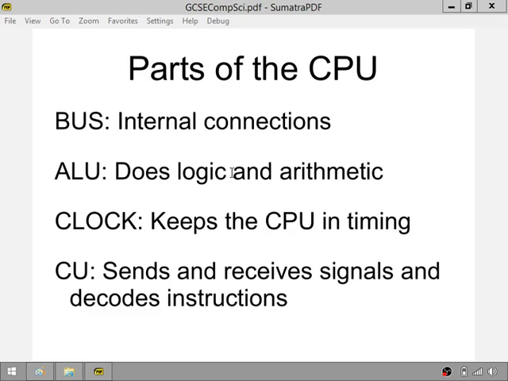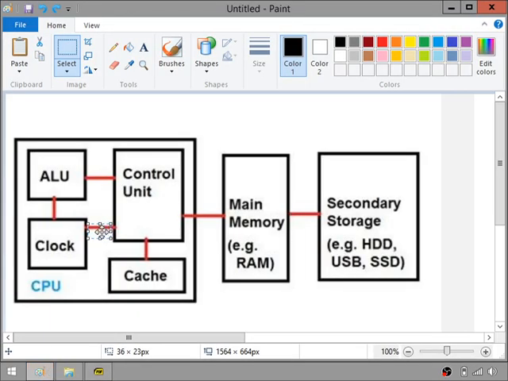Okay, so we're nearly done with this video. We've only got about 7 minutes left of content to get through. Okay, so you need to be aware of these internal parts of the CPU in a little bit more detail. So I'm going to go back to my diagram.